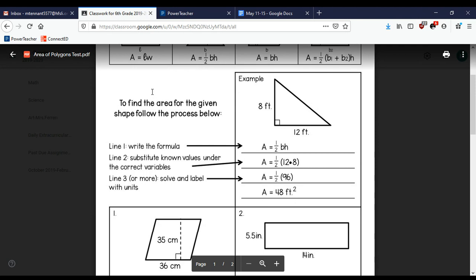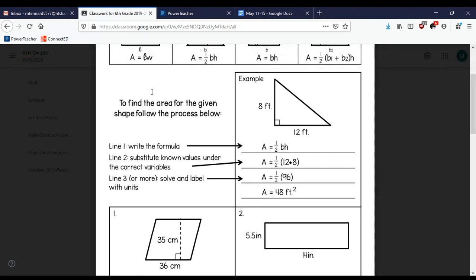Again, show your work, label, and get the correct answer, and you'll be good. If you have any questions, let me know.